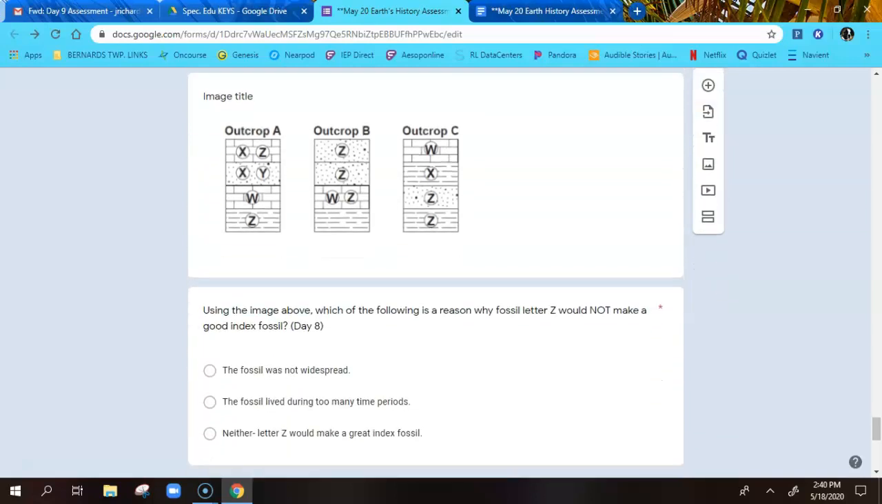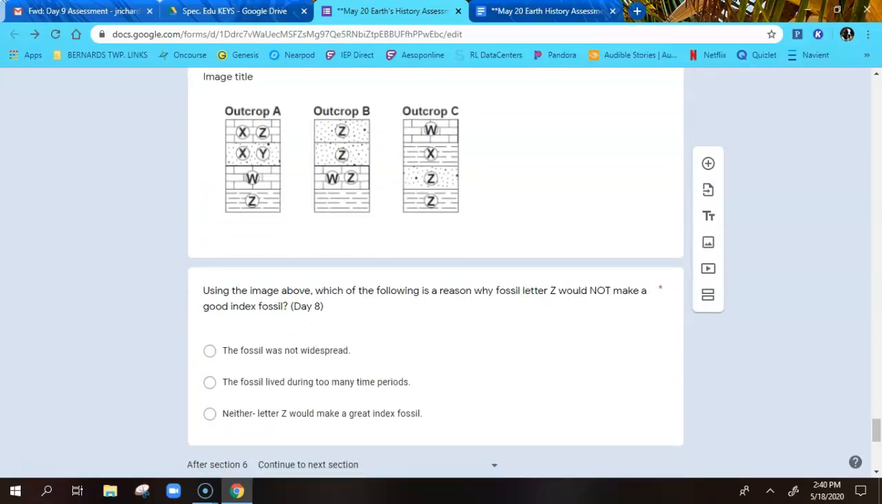For the next question, you're looking at these 3 outcrops, outcrop A, B, and C. Using the image above, which of the following is a reason why fossil letter Z would not make a good index fossil? These can be found in your day 8 notes. Is it A, the fossil was not widespread, B, the fossil lived during too many time periods, or C, neither? Letter Z would make a great index fossil. And again, you're looking at letter Z.